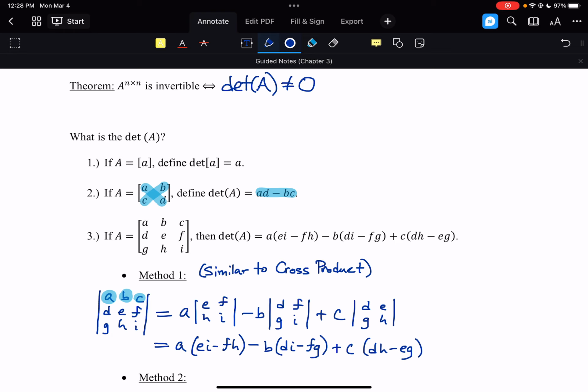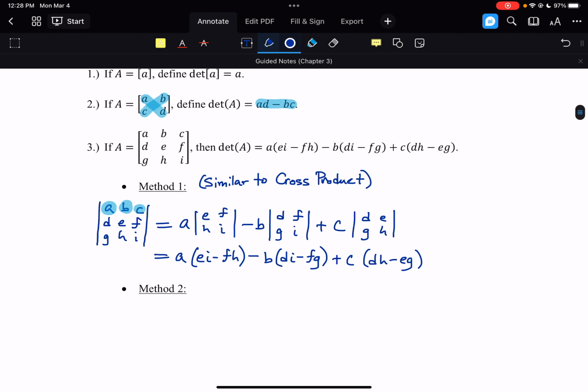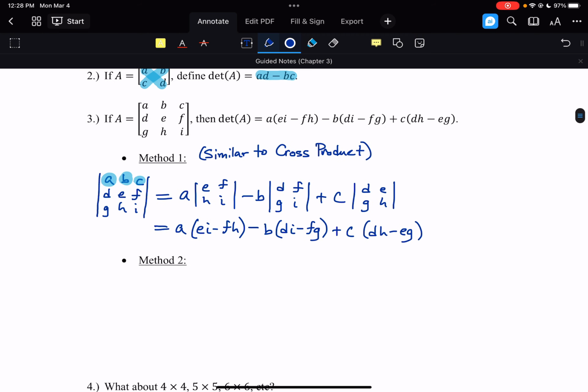Now, there is another method that we have to evaluate a 3 by 3 determinant, and this is called the arrow method. So what we're going to do is set up our determinant.